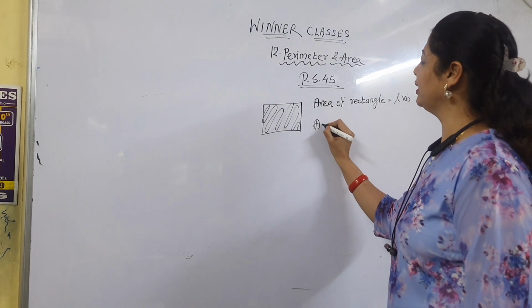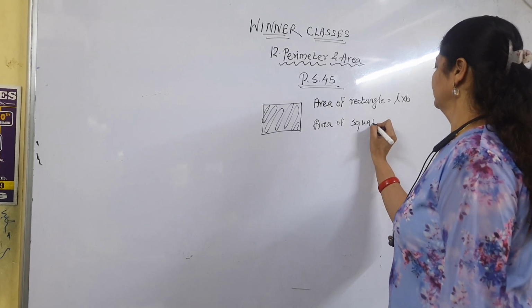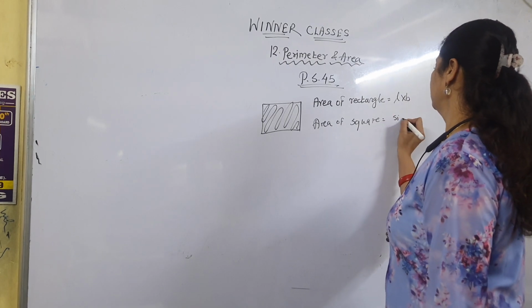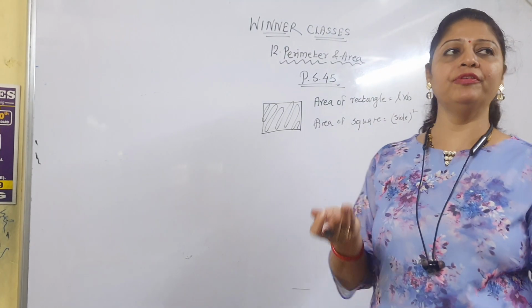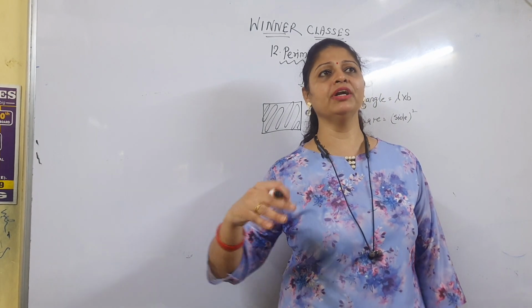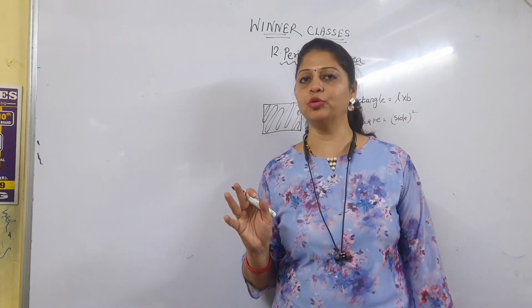Then area of square is equal to side square. Okay. Then again area of triangle is there. Area of circle is there. Different types of shapes have different area formulas.